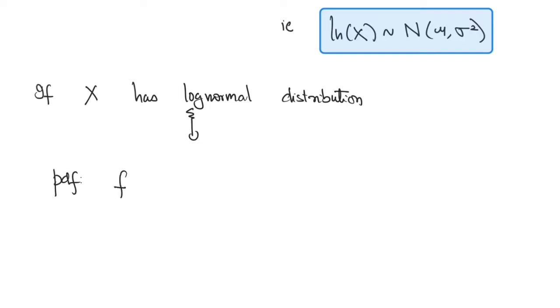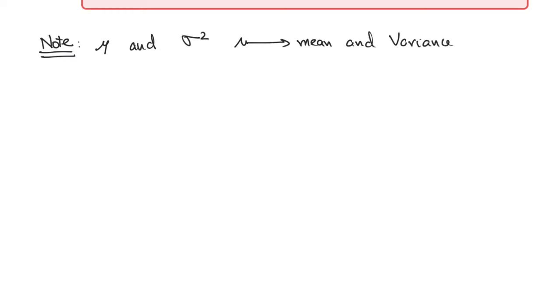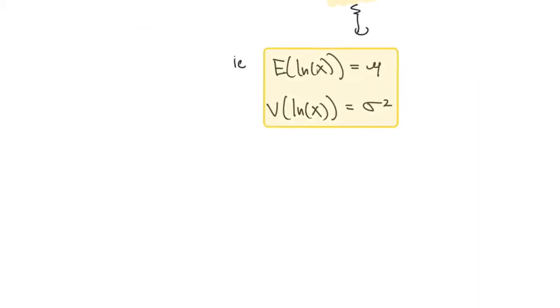This calculation follows using differentiation under the integral sign by starting with the CDF for the log normal distribution. Note that mu and sigma squared are parameters for ln of x. They are not parameters for x. That is, the expected value of ln x equals mu and the variance of ln x equals sigma squared.